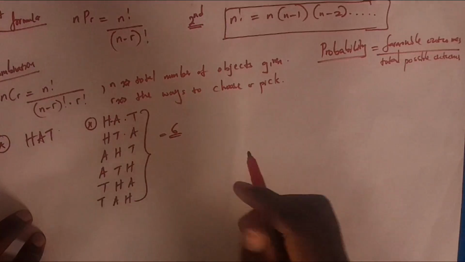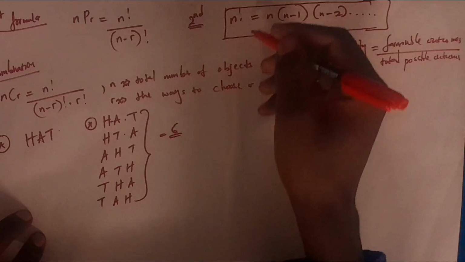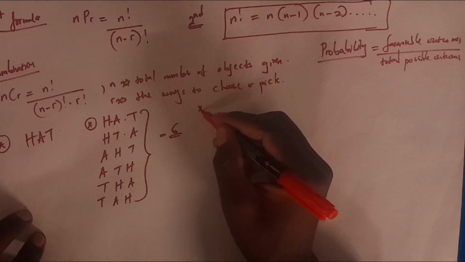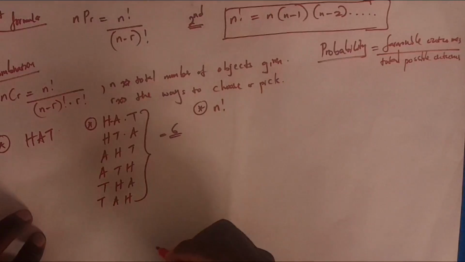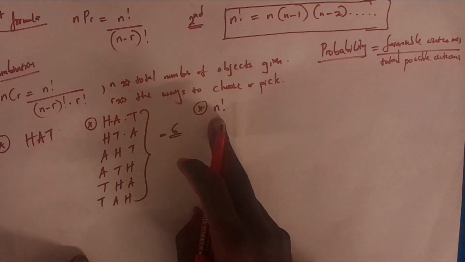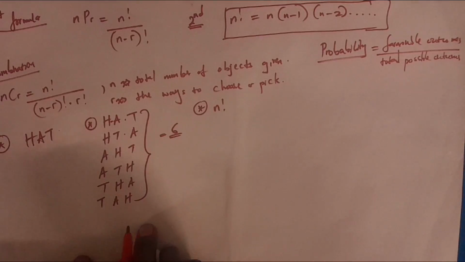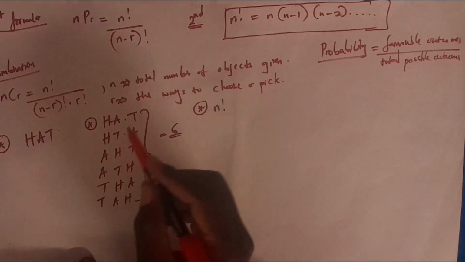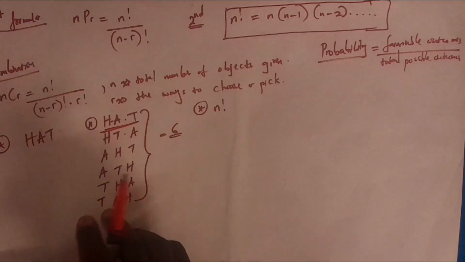So now let us use this formula. When we are using the formula, we say n factorial. We have agreed that n is the total number of objects. So here it will be referring to the total number of letters which are given here.